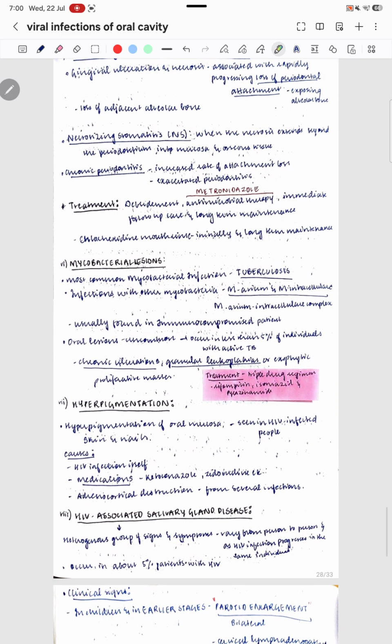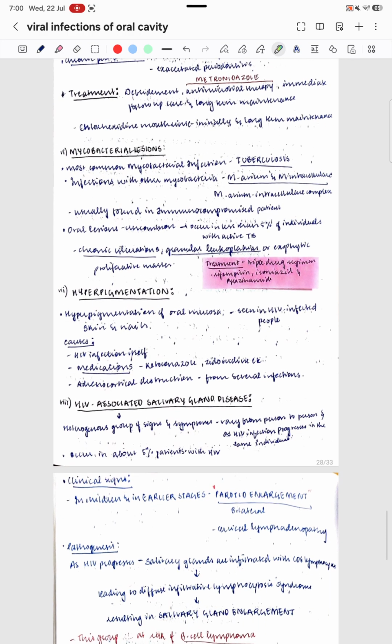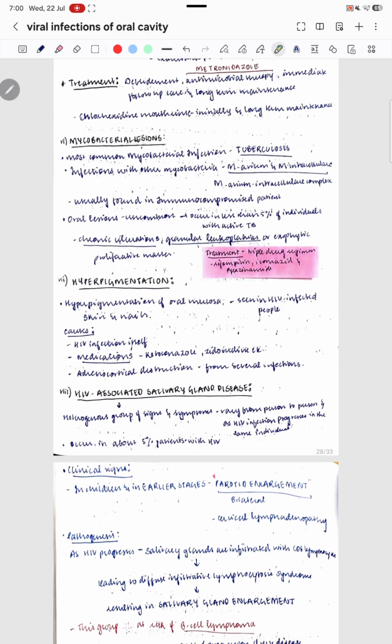Then treatment for this, with increased rate of attachment loss in periodontitis: metronidazole is the drug of choice in antimicrobial therapy, along with debridement, that is the removal of debris if any, and follow up. Chlorhexidine mouthwash also should be prescribed in these patients.